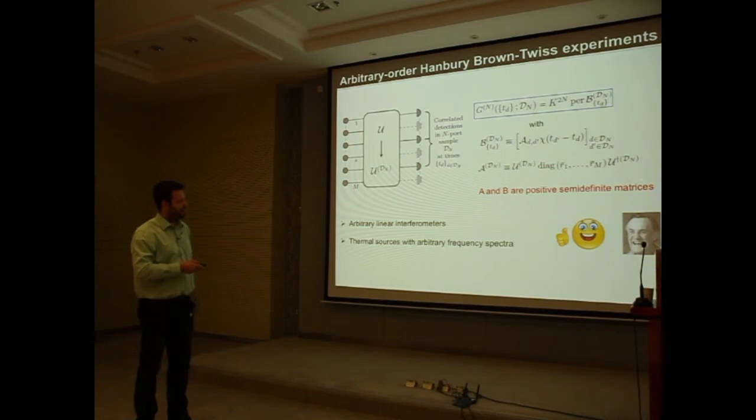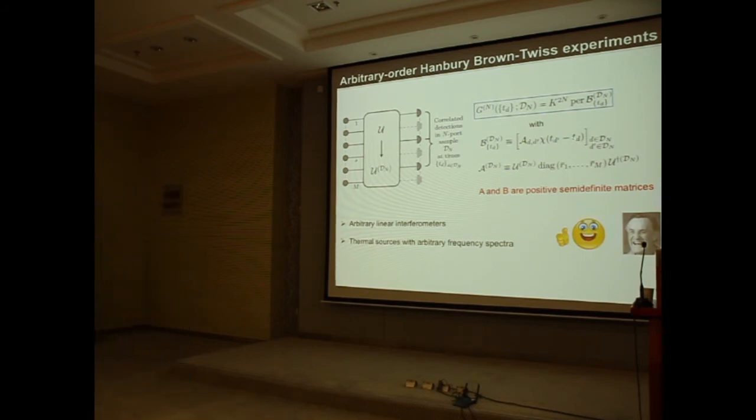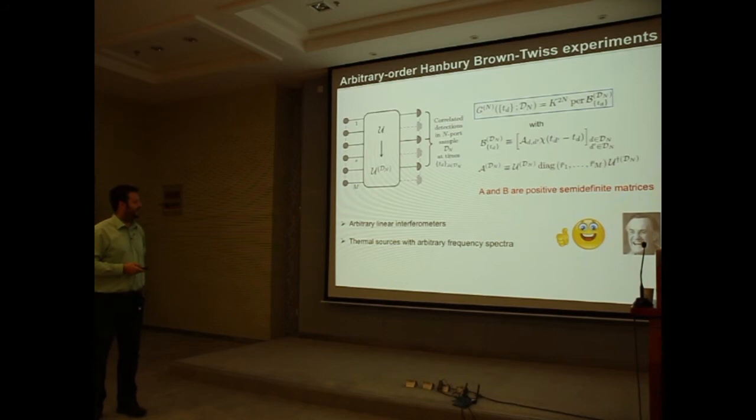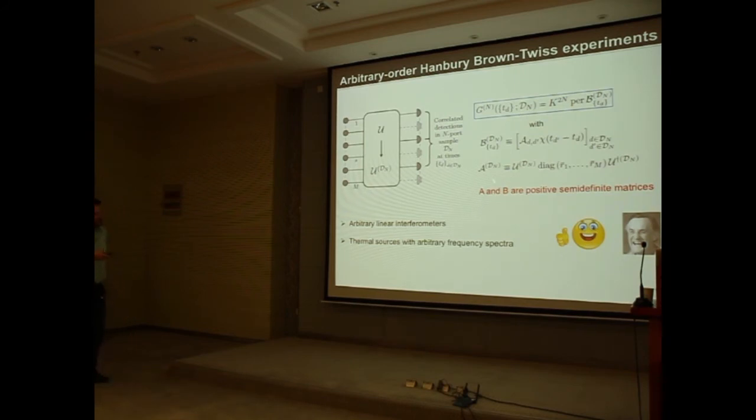And A_dd' is now defined by this. We have the submatrix of the unitary plus this diagonal matrix with the rates of photon production for the source, and this is the other matrix. You can show that both A and B are positive semi-definite matrices. And so you can understand that you don't need to necessarily have a permanent to say that the problem is complicated. For this class of matrices, it doesn't need to be like that. But more interestingly for us, we have a compact description of the problem, of arbitrary order, Hanbury Brown-Twiss. Since I am a physicist, I'm more interested in that. We can describe that for an arbitrary linear interferometer and thermal sources with arbitrary spectrum.